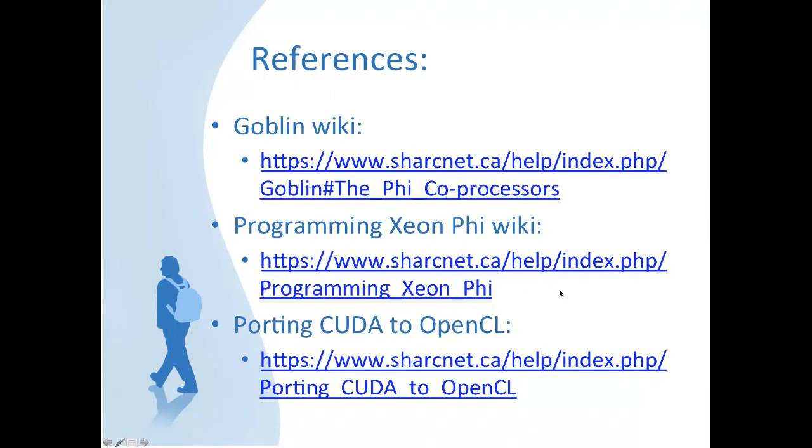I also wrote a programming guide for Xeon Phi, and you can find it on the Programming Xeon Phi wiki. If you are familiar with CUDA and want to try your previous CUDA code on Xeon Phi, you have to port your CUDA code to OpenCL, and OpenCL can be run on Xeon Phi. Okay, so that's for the slides, and next I will show you how to log into the Xeon Phi node and how to compile and run programs.